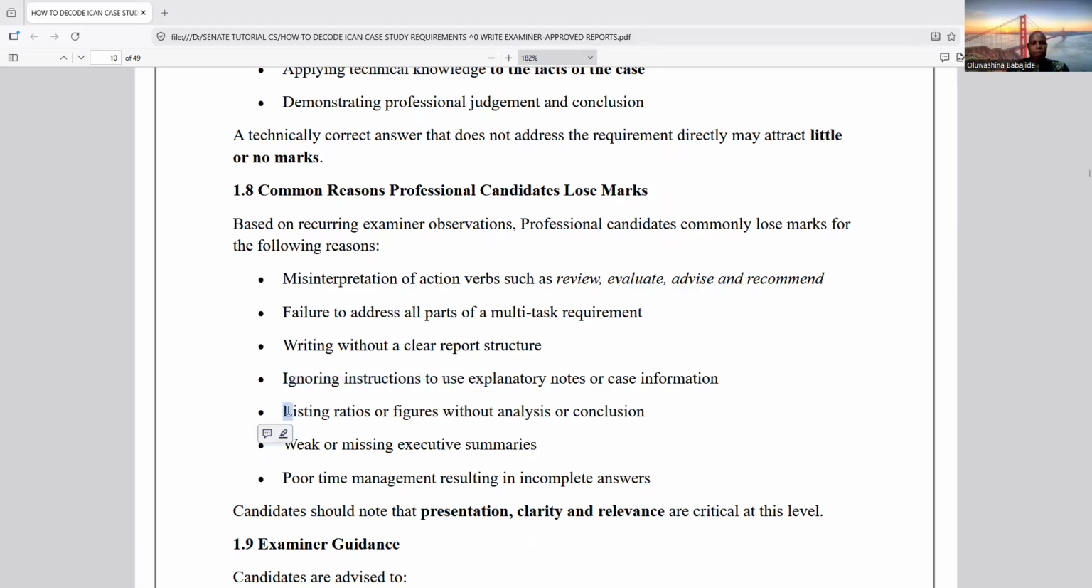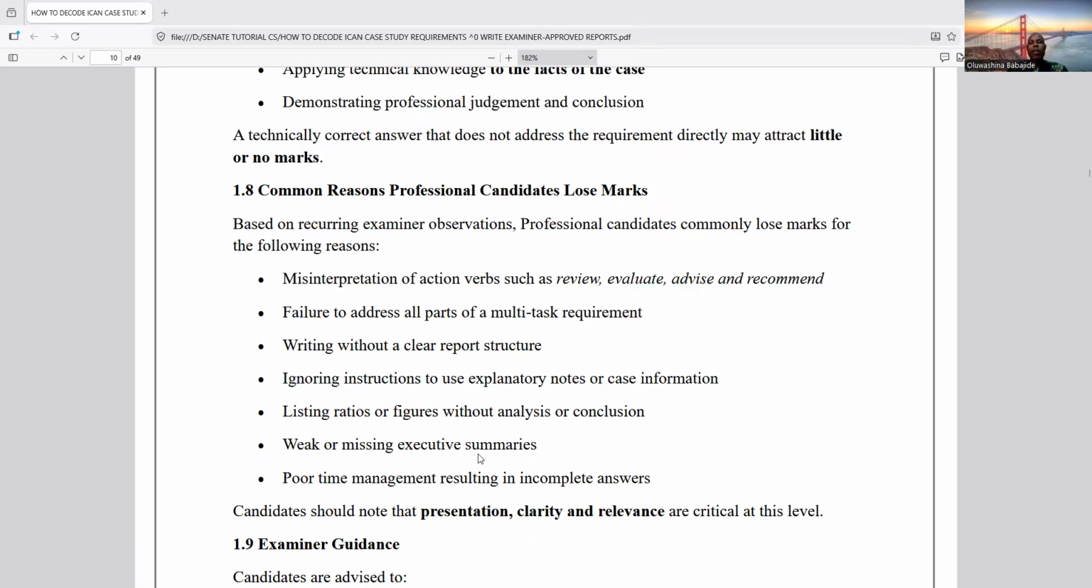Then, listing ratios or figures without analysis or conclusion. You are only listing figures, listing the formulas, listing a lot of percentages, without analysis, and you don't start concluding on them. Then, a weak or missing executive summary.